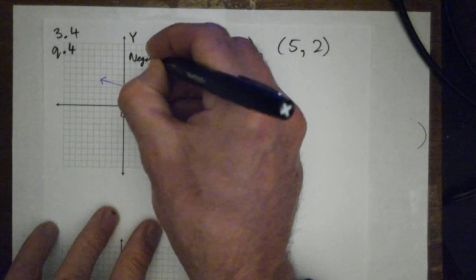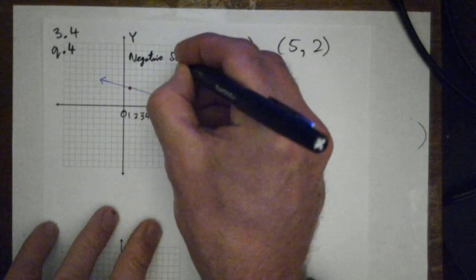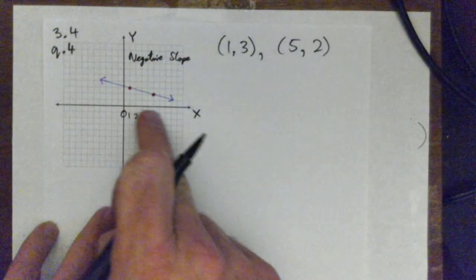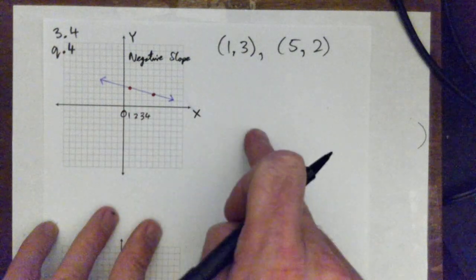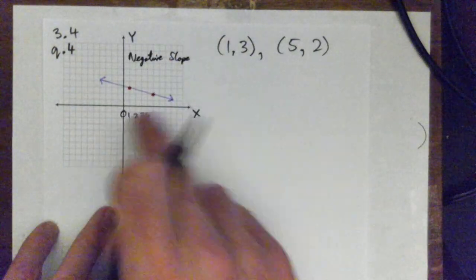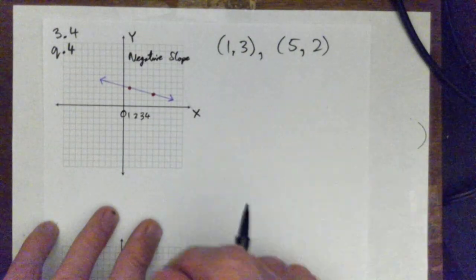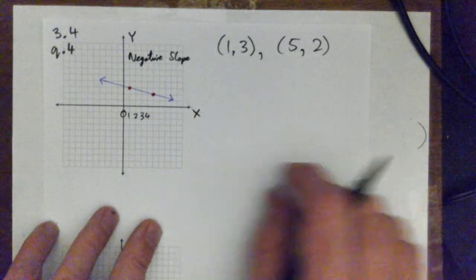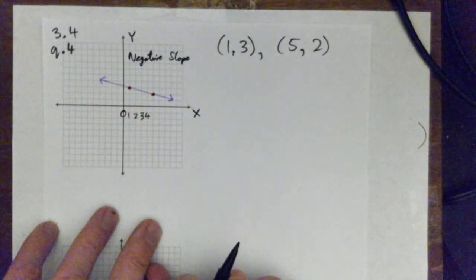Negative slope. As it goes on, the value goes down. So watch out for that.